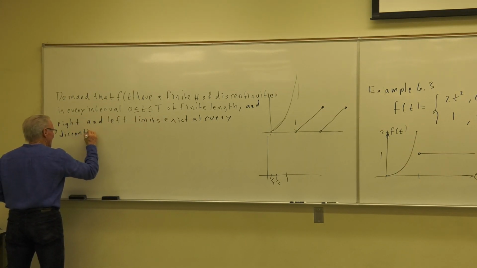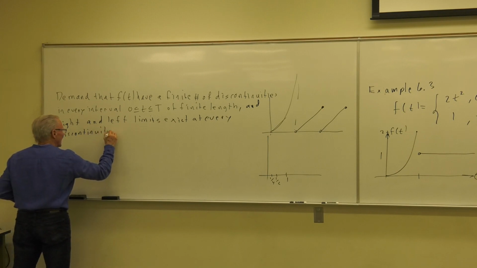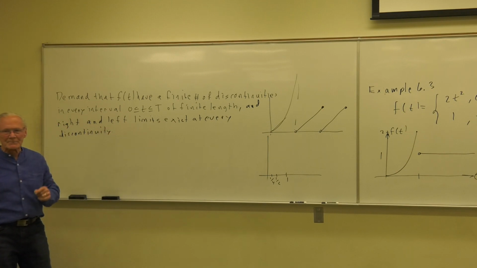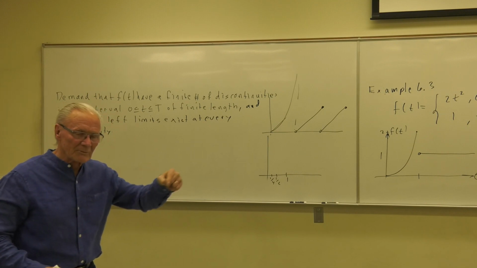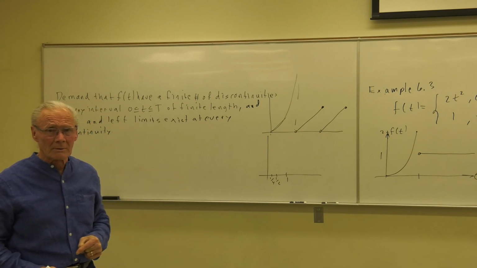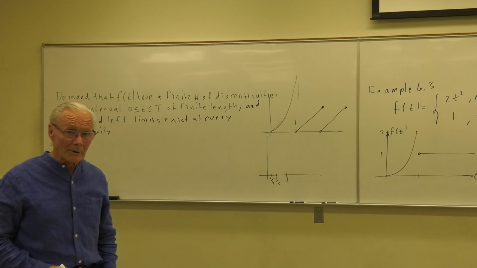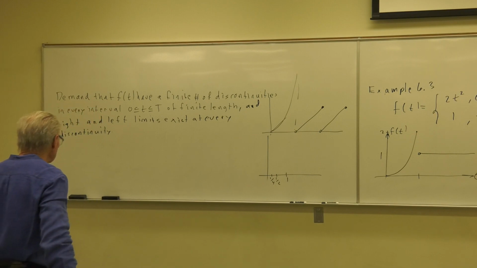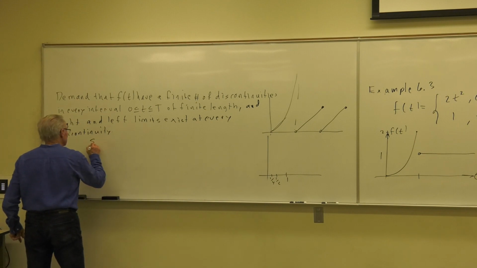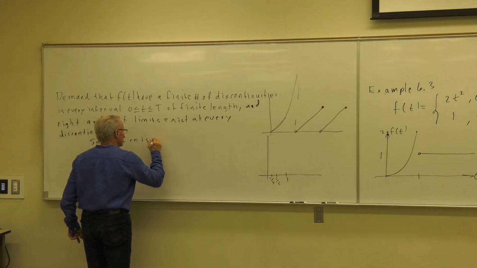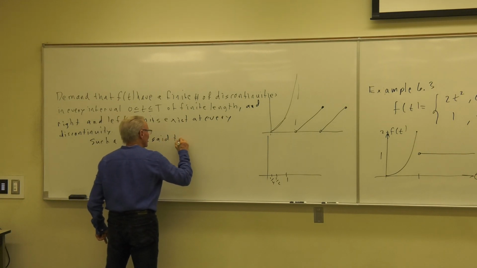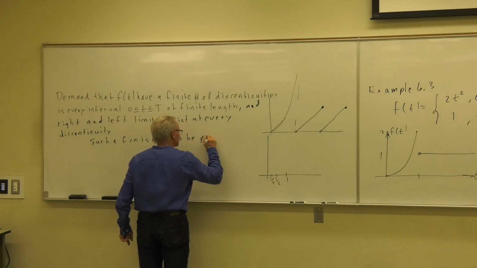So I'm disallowing any infinite jumps in the function, because they're not realistic when it comes to my applications anyway at the moment. All right? Such a function is said to be piecewise continuous.